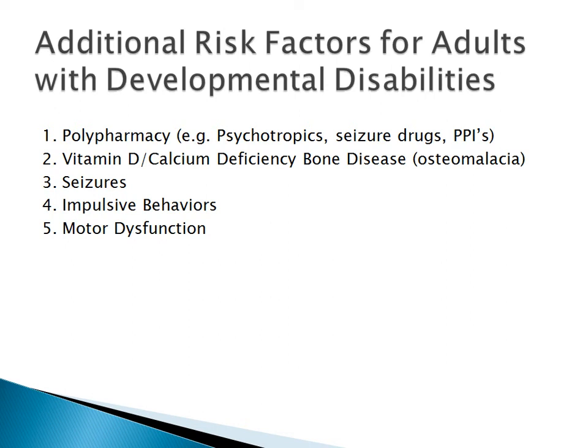Additional risk factors for adults with developmental disabilities include the polypharmacy, vitamin D and calcium deficiency bone disease, seizures, impulsive behaviors, and motor dysfunction, which are all commonly observed in people with developmental disabilities and can contribute to a risk for fracture, risk to loss of bone mineral density.